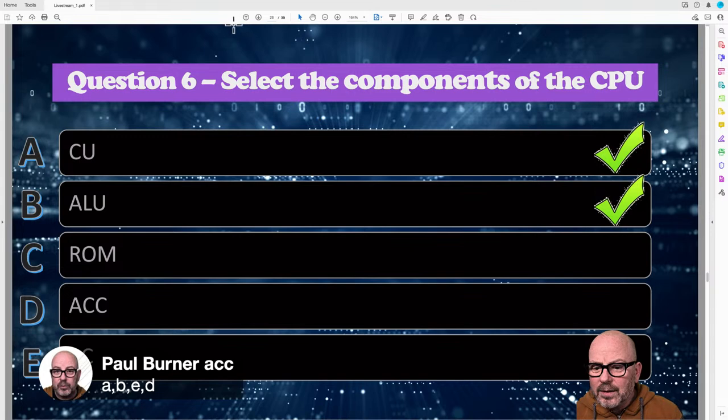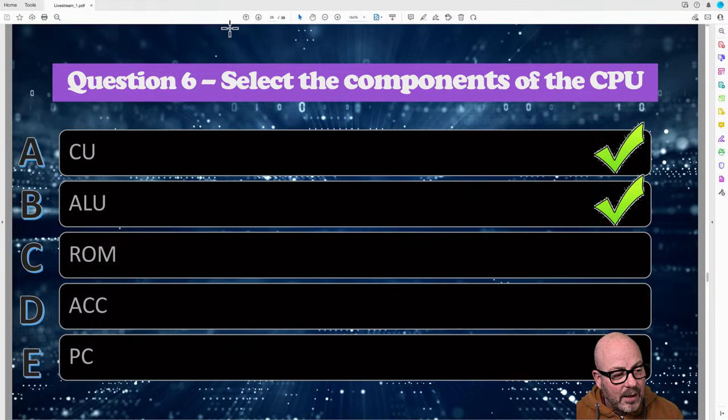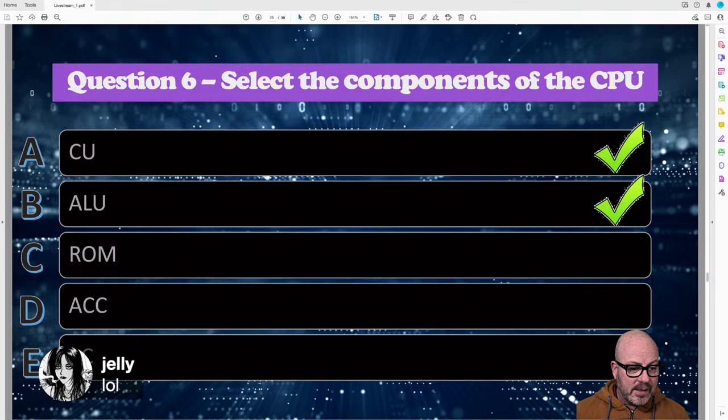We've got A and B. Actually, that's a mistake. The accumulator is a register. People always muck this one up. The control unit is a component. The arithmetic logic unit, which is a mouthful, is a component. Although Jelly, to be fair, you had all bases covered. ROM is read-only memory. ACC is the accumulator, a register. Remember, it's like a scratch pad inside the ALU.